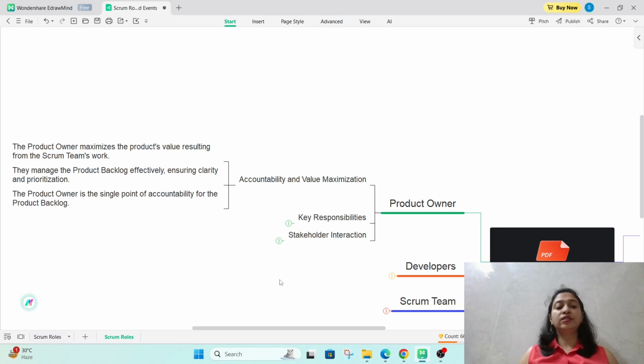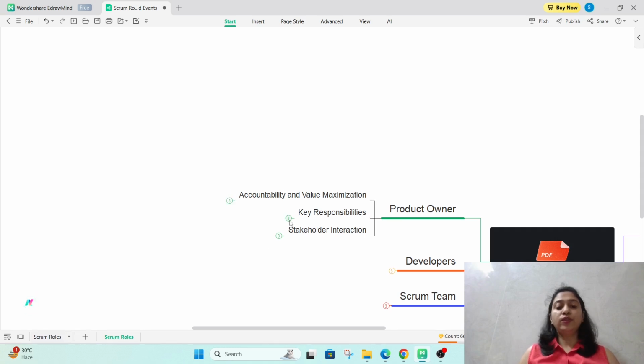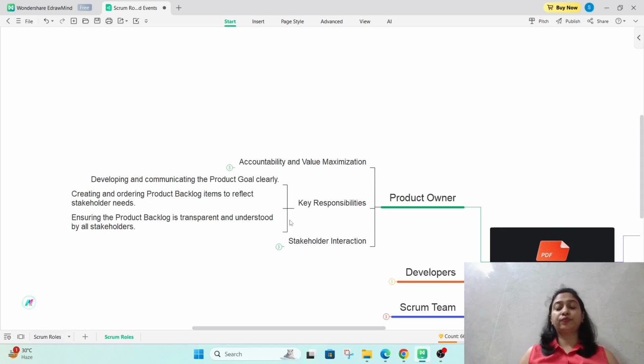The product owner is the single point of accountability for the product backlog. Okay. So, what will be the key responsibility of the product owner? Developing and communicating the product goal clearly, creating and ordering product backlog items to reflect stakeholders' needs, ensuring the product backlog is transparent and understood by all stakeholders and the Scrum team as well. Okay, this is the key responsibility of the product owner.